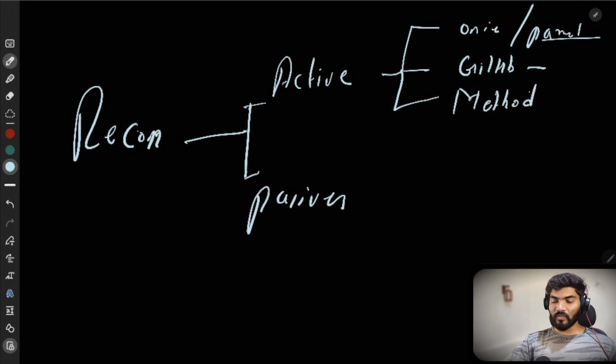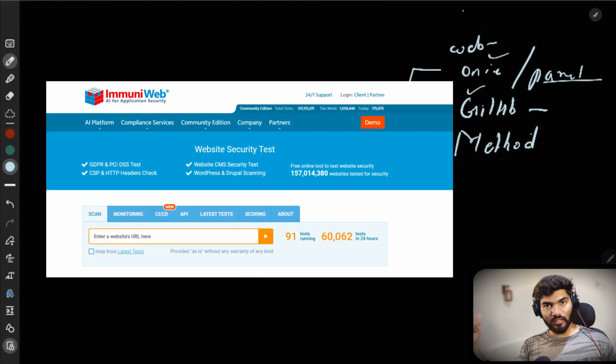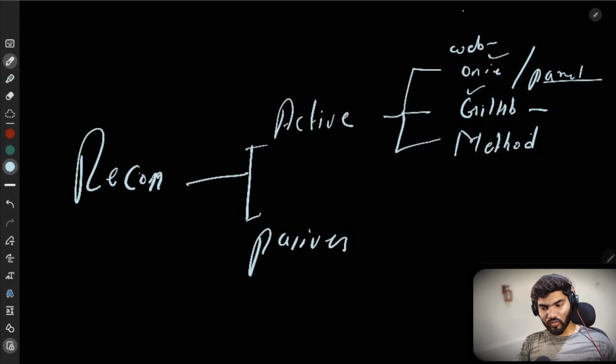Some people might say that GitHub and online are the same. No. When I say online, I'm talking about websites which provide scanning services. Then there is Parrot OS, which has the tools. GitHub is basically for checking open source tools. And then there is our own method. When I say our own method, it can be anything. For example, I will go to the website, check one JS file, debug that file, and try to find something in it, right? So that's our own method.